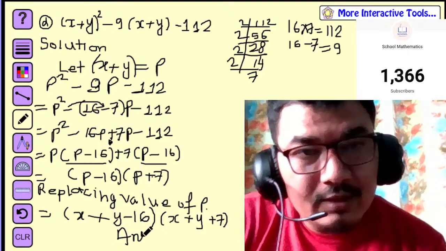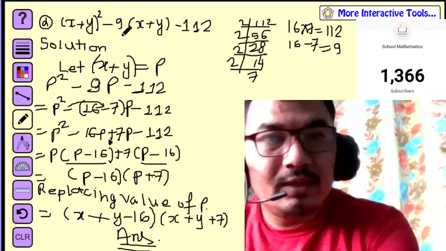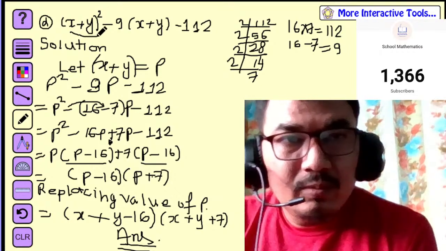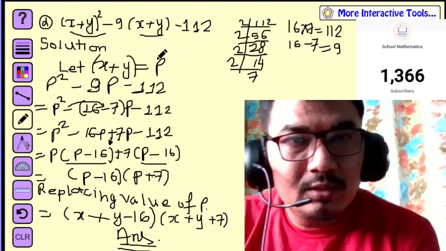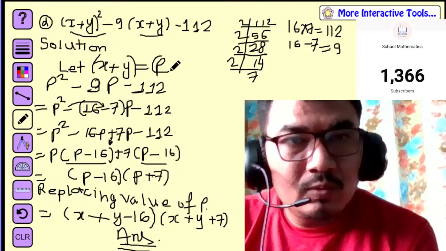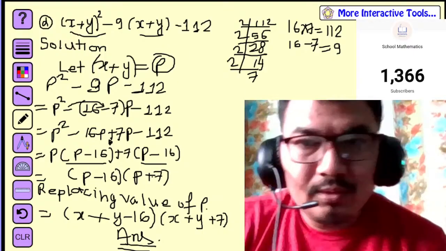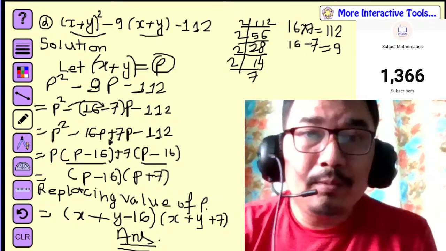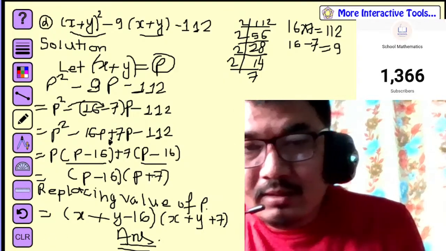Like this we have to factorize. This type of question, this is the way to factorize. Whatever is given in the bracket, to make the question larger, that should be supposed as any alphabet. Here we have supposed x plus y equals p. We can suppose any other alphabet also. Like this we have to factorize this type of question. I hope you are clear about this type of question, and keep practicing mathematics.